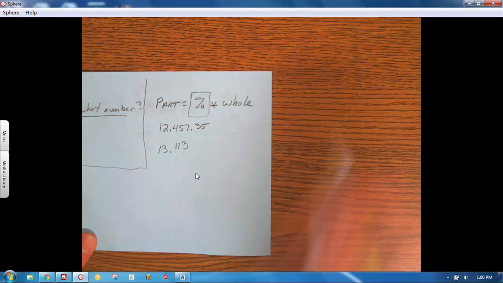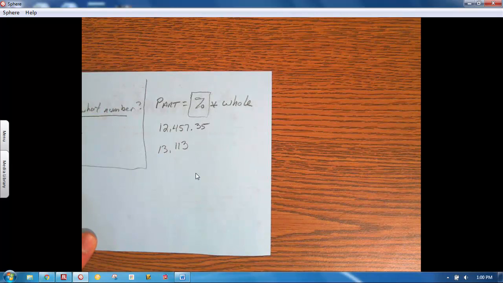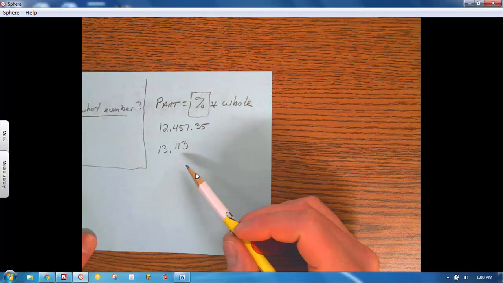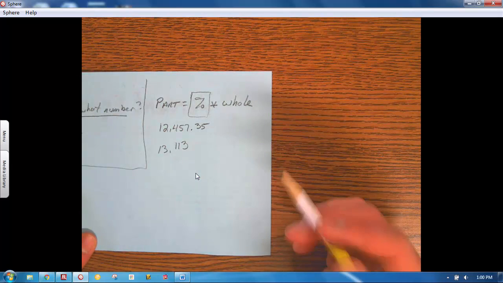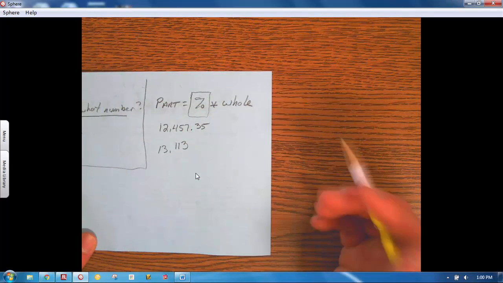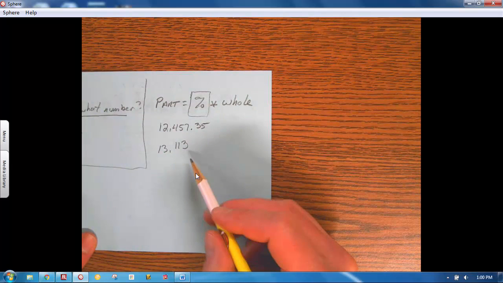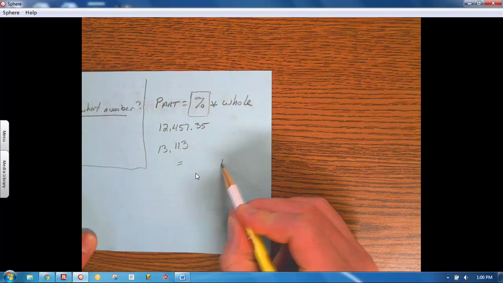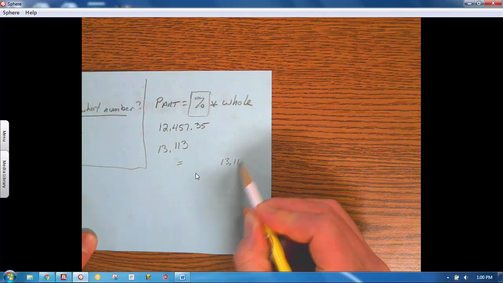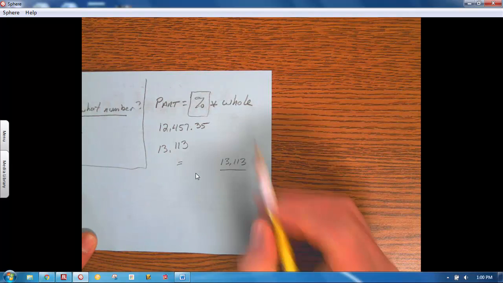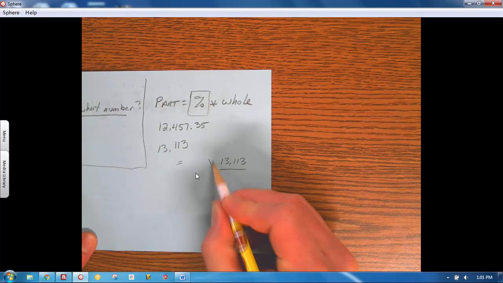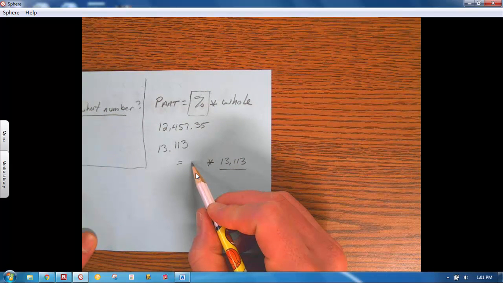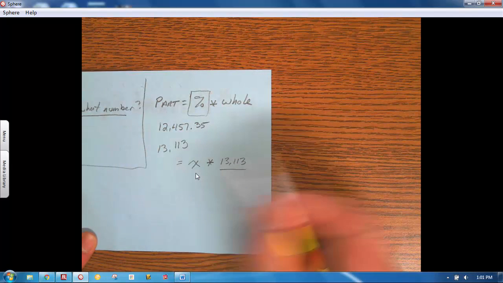Okay, now we just have to decide which one of these is the part and which one of these is the whole. Well, when we're dealing with a problem like this, the part can never be bigger than the whole. Well, most of the time. But our story problem says that 13,113 tons were harvested. So that's going to be our whole. That's going to be our total. As we said earlier, we're looking for the percent. We can use an X for that.